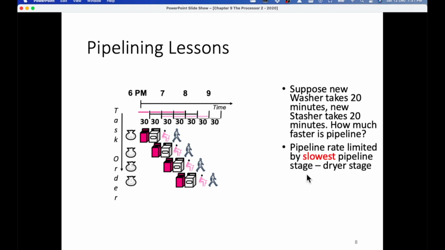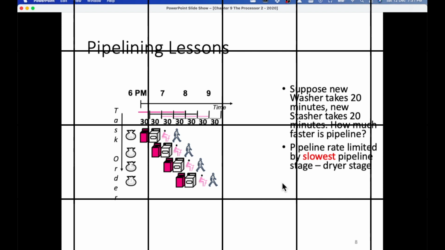In this case, it still doesn't affect the whole process, because the pipeline rate is limited to the slowest pipeline stage, the dryer and folder. They still use 30 minutes, so we need to consider the longest or the slowest stage in this case.